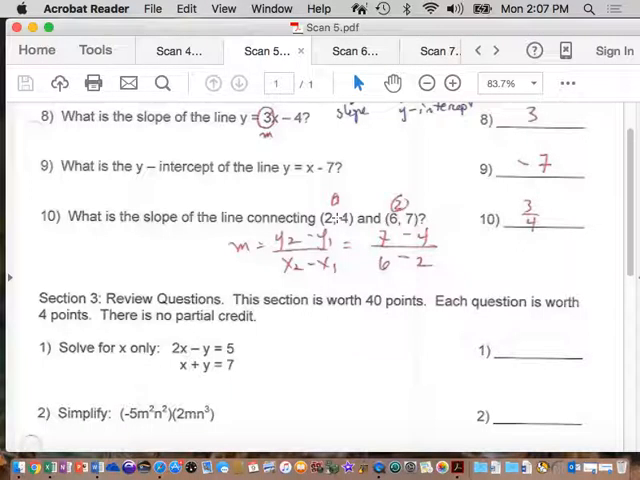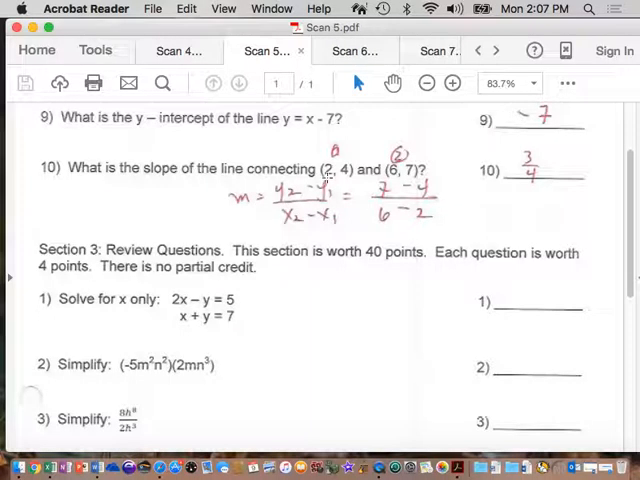Okay. Next up, number 10. What's the slope of the line connecting here? And I write the slope formula out. The y from the second minus y from first over x from second minus x from first. And here's the y, 7, minus the y, 4. So 7 minus 4 over 6 minus 2. That gives me 3/4. Okay, so that was section 2 from the first part of the test.